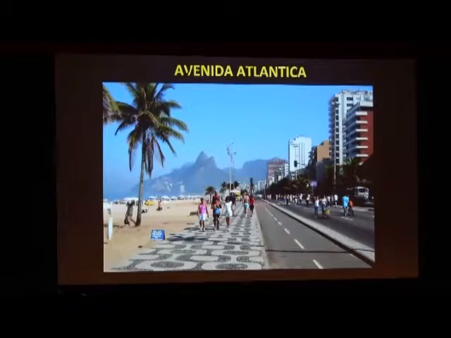Here you can stroll along that mosaic wave pattern sidewalk, and along that walk are some of the most significant buildings in the city. And that includes, just for example, the legendary Copacabana Palace Hotel and the Copacabana Fort.